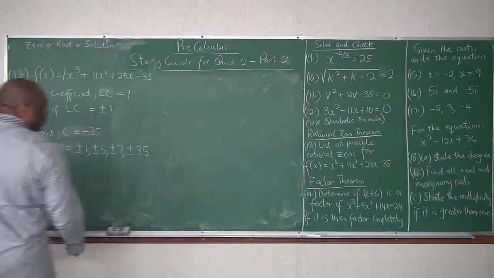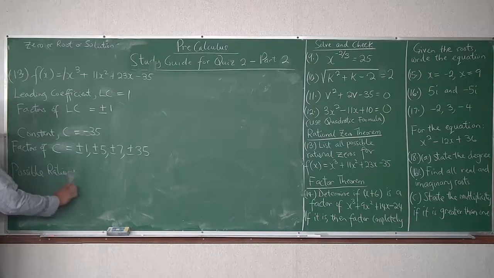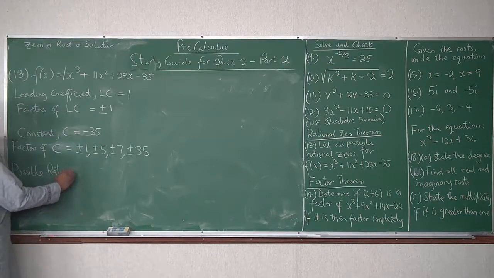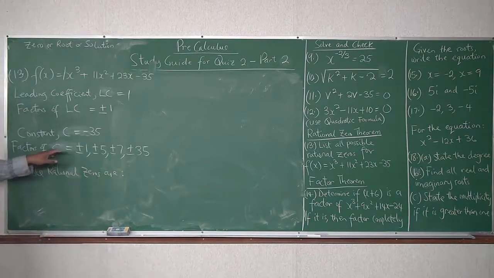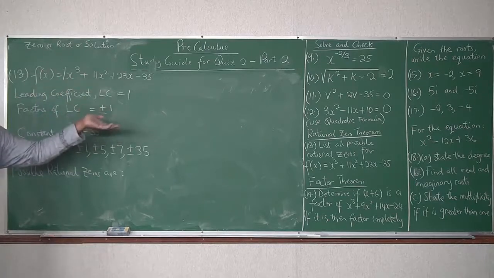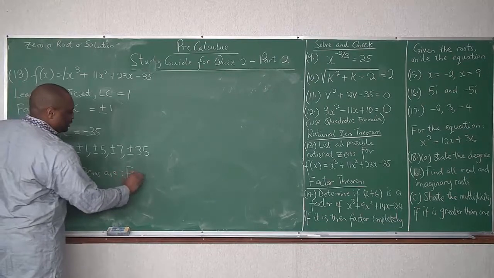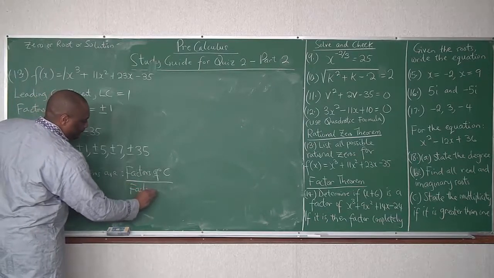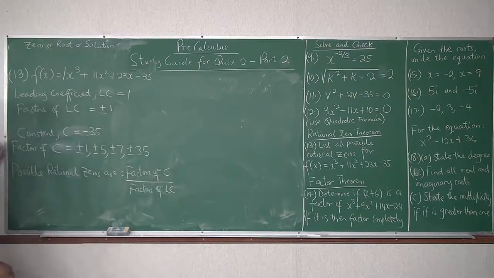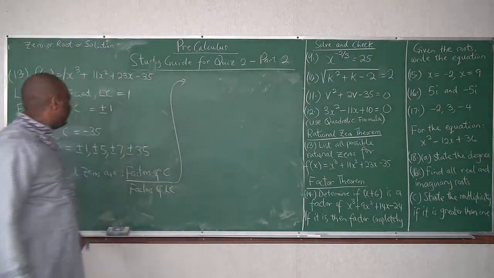Now, what are the possible zeros? What are the possible rational zeros? Possible rational roots, or possible rational zeros, or possible rational solutions are the factors of the constant divided by those of the leading coefficient. Those are factors of C divided by factors of LC. So let's list all of it.